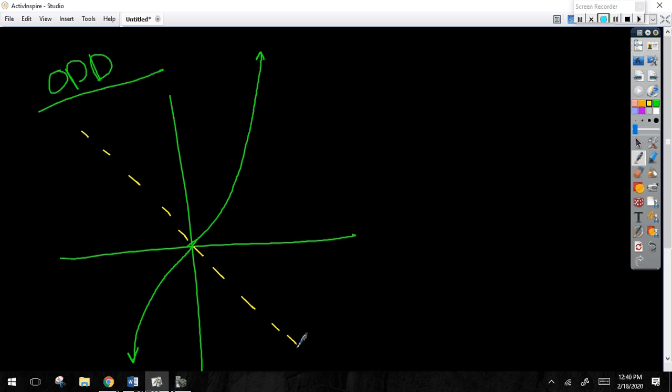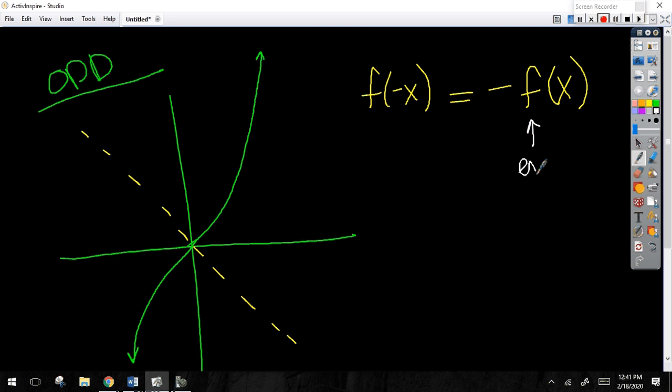All right, so graphically a little bit harder to tell, but algebraically, if it's odd and you plug in a negative, everything in the function changes signs, okay? This is what this means. That means every, come on. Everything changed, right? I multiplied by a -1 through.